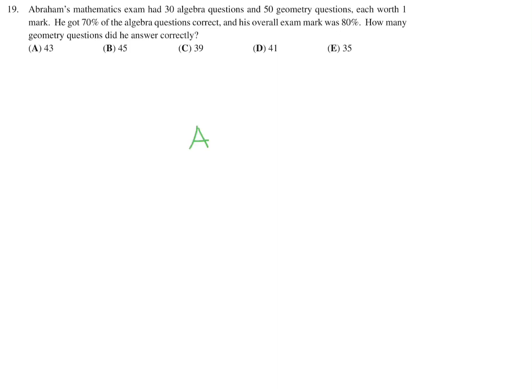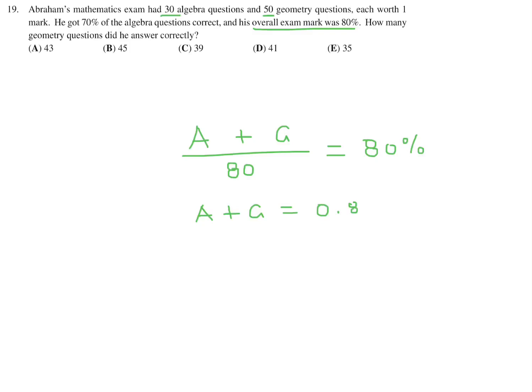So his algebra questions, the ones he got correct, plus the geometry questions, divided by the total number of questions, which is 30 plus 50, gives him a mark of 80%, because his overall grade is 80%. Now, this is pretty much the equation. So A plus G over 80 is equal to 0.8, because 80% is 0.8. So A plus G is equal to 0.8 times 80, and 0.8 times 80 is 64, so A plus G is equal to 64.